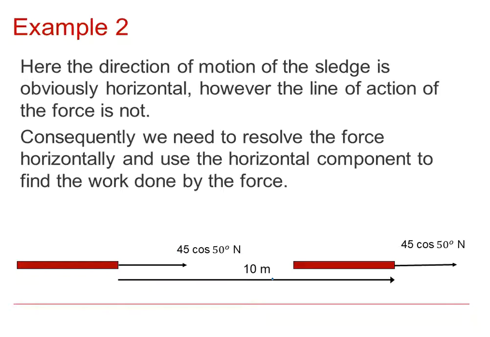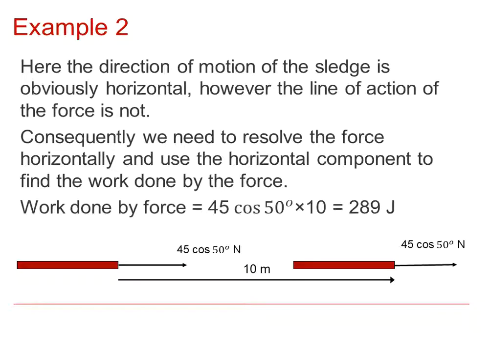And there we can see it. So we've got a component of 45 cos 50 degrees newtons acting over a distance of 10 meters. Therefore the work done by this force is 45 cos 50 times 10. That's 289 joules. It's worth noting that the vertical component, 45 sine 50, because it's perpendicular to the line of action, has done no work. It's only 45 cos 50 that has done the work.